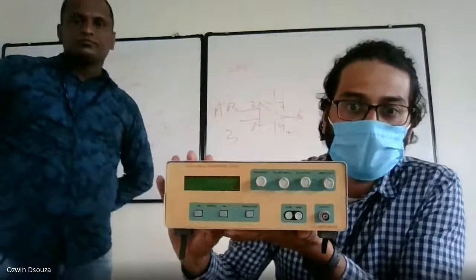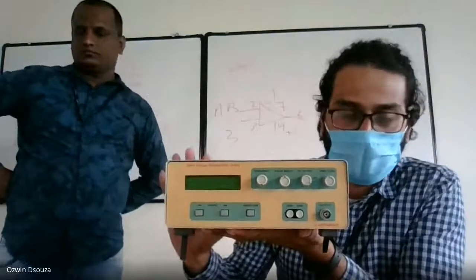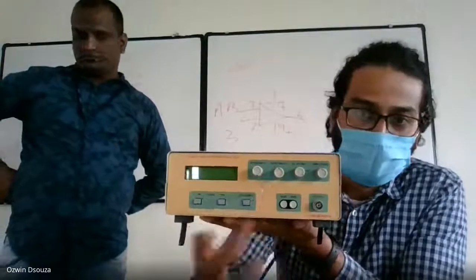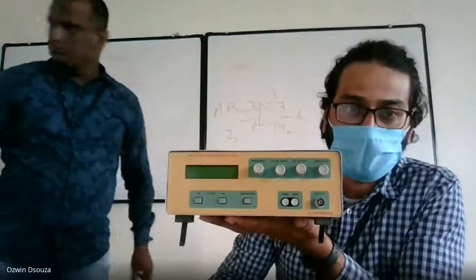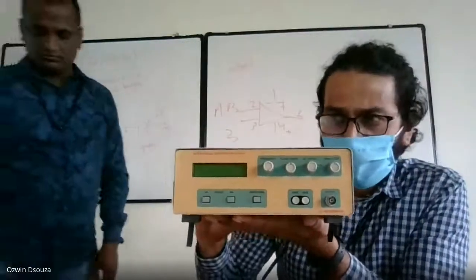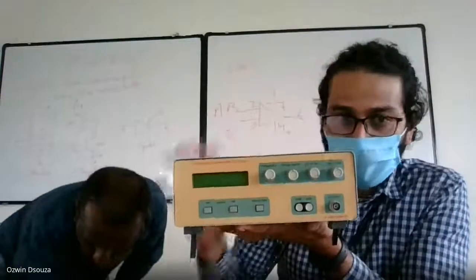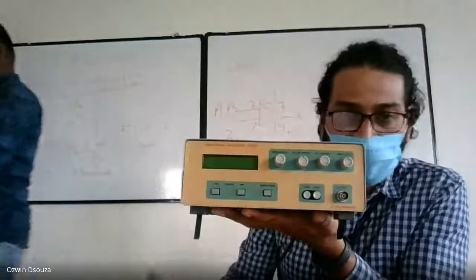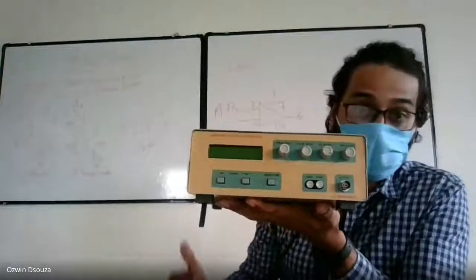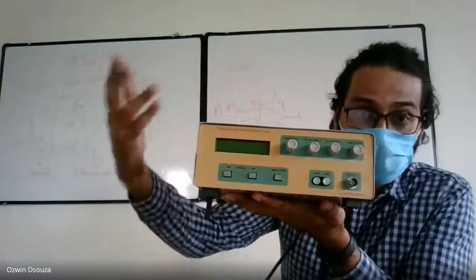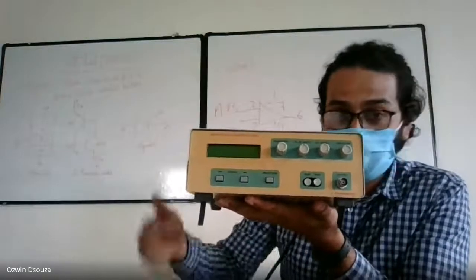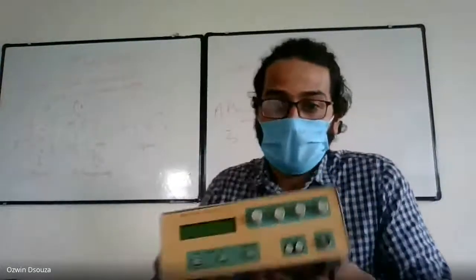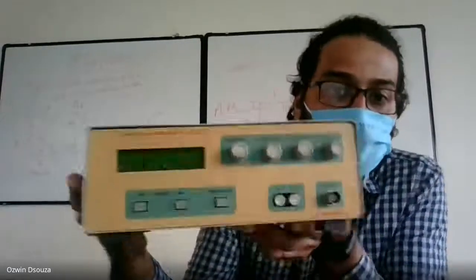Okay, fine. So this is your AC source. Don't worry about what these knobs are meant for. Try to get familiar with the device first. It's very difficult to convince you, because you are sitting on the other part of the screen, and I'm sitting on this part of the screen. So this is your AC source.